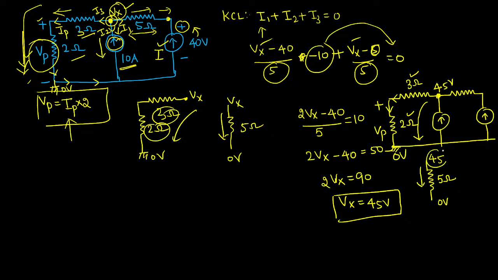First, current will flow from higher potential point to lower potential point. Second, current I is equal to (45 minus 0) divided by 5.